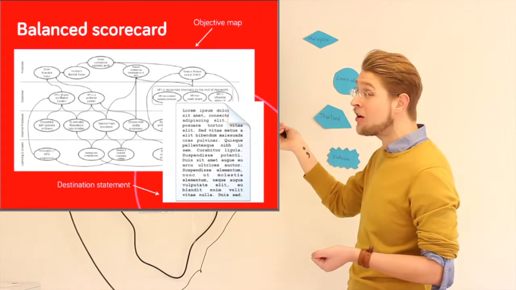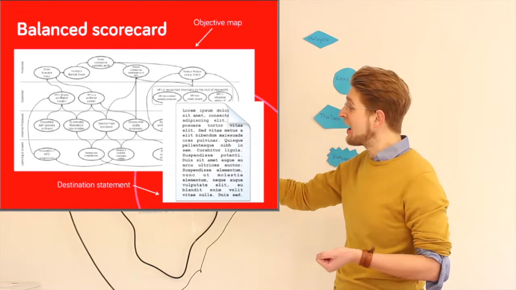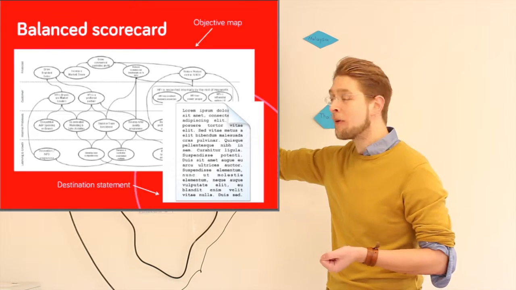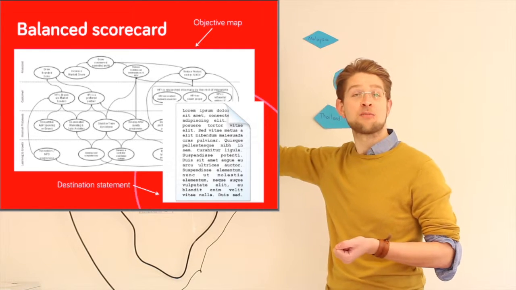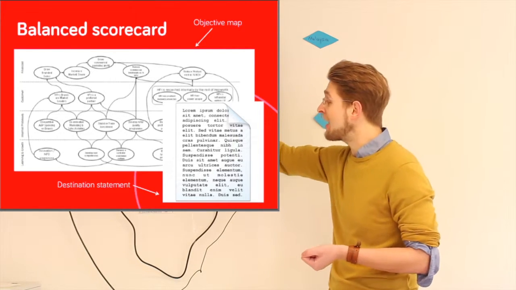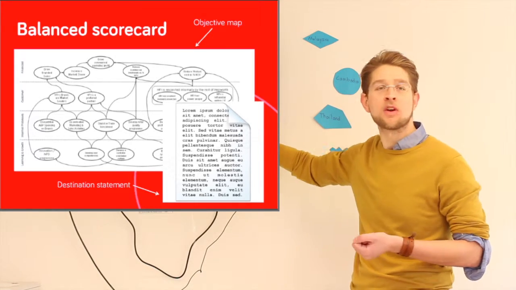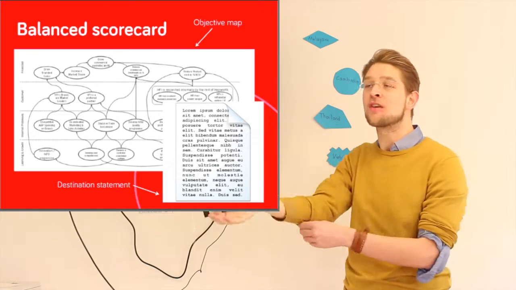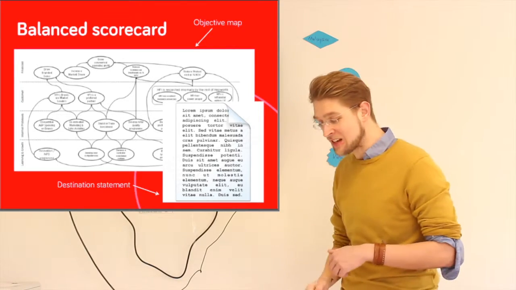And the balanced scorecard was composed of two things. It's this objective map, which is looking at the various strategic objectives that are linked together that a company has, and it's a destination statement, which is a picture of the vision of the company for the future. And those two things sit together.